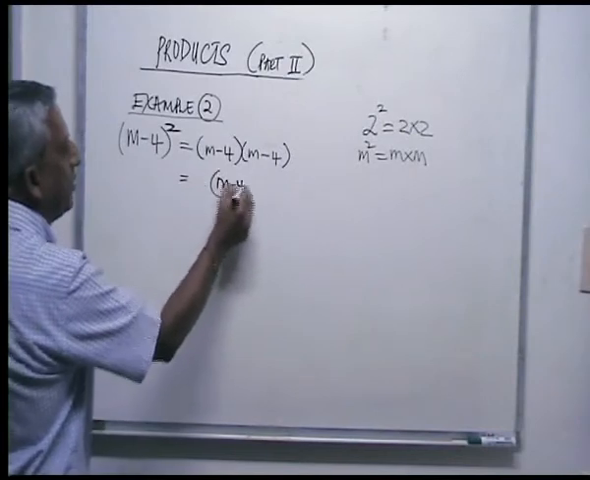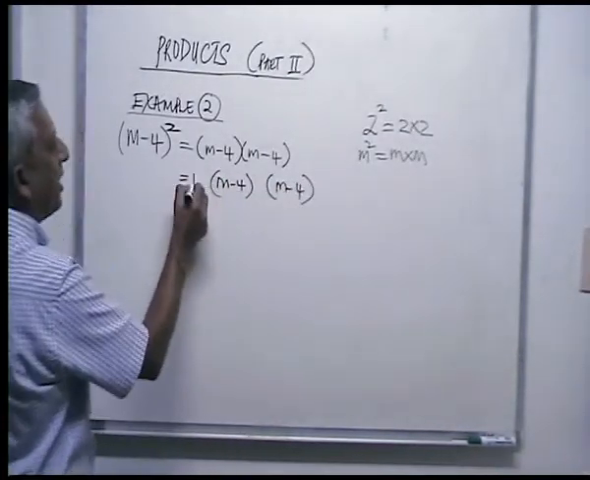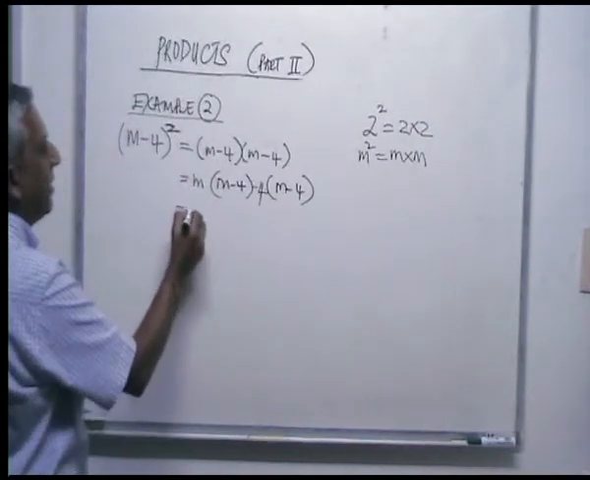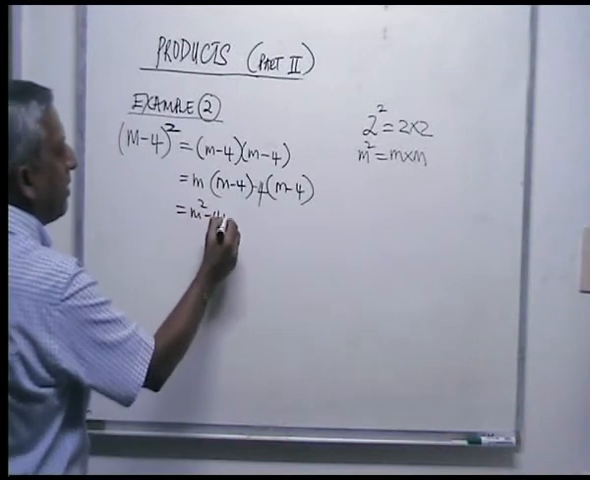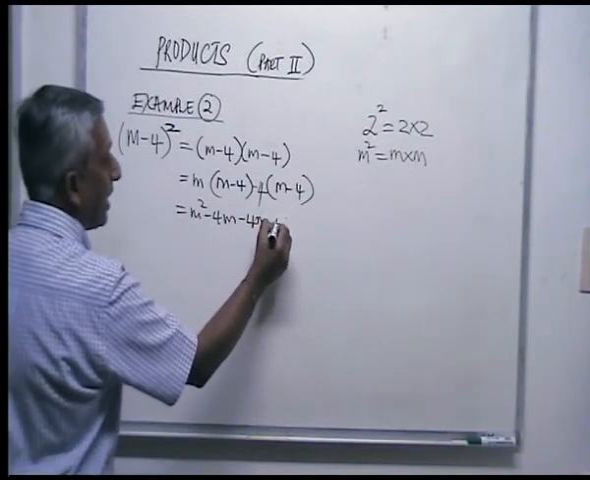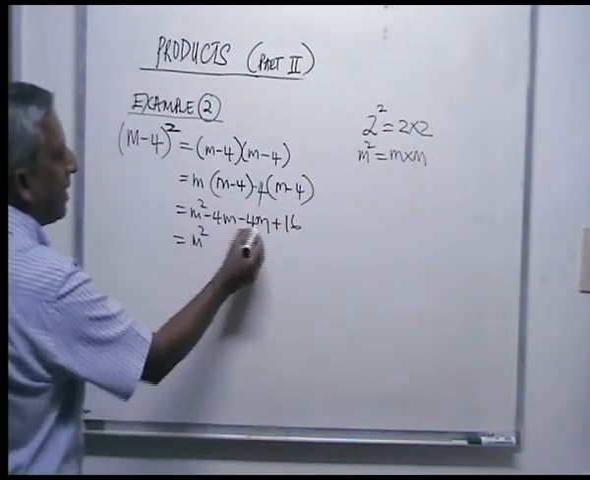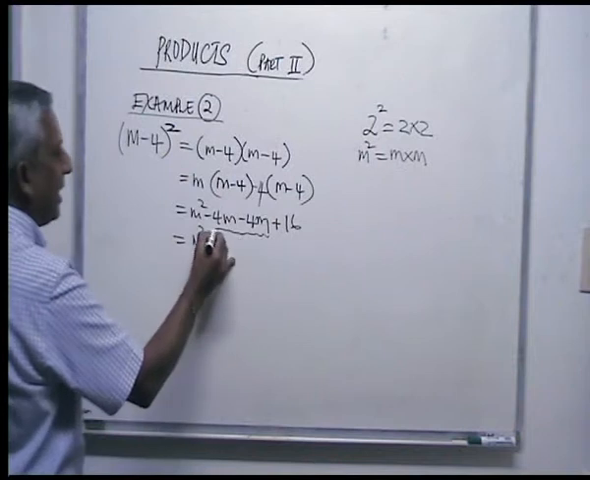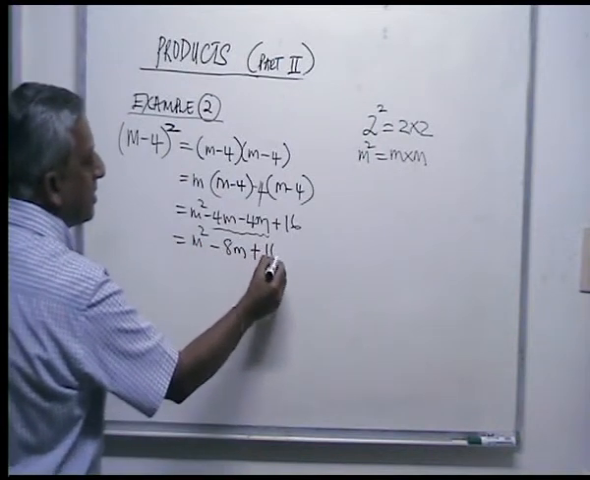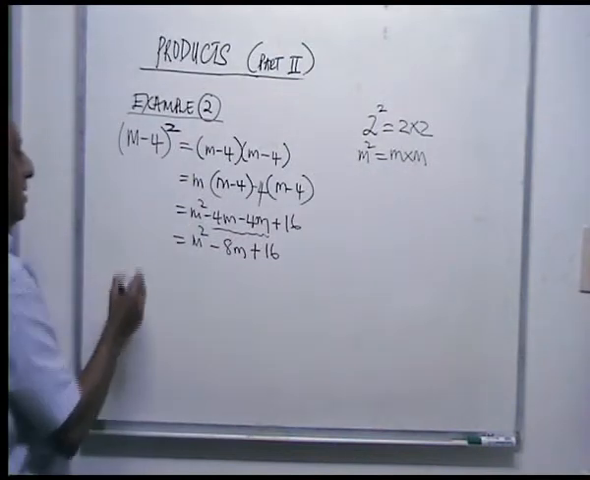Write the second bracket down 2 times. Write down m in the front here, write down minus 4 there. And then you get m squared minus 4m plus 16. And then you get m squared, add the middle terms up, the like terms, you get minus 8m plus 16. Alright, let's just do another example just like this.